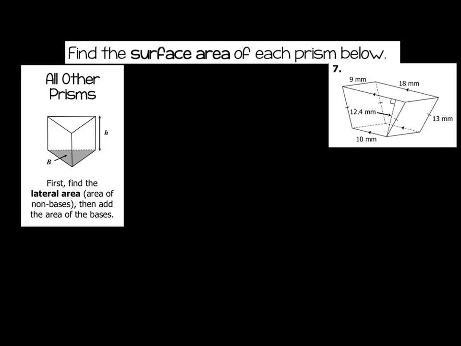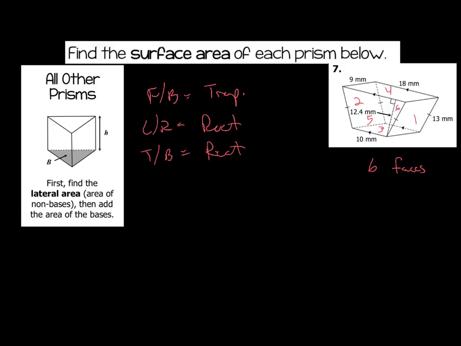So again, looking at number 7, what do I see? I see 6 faces, right? One here, over there, on the bottom, on the top, on the front, and in the back. And so the front and the back look like trapezoids. The left and the right look like rectangles. And the top and the bottom also look like rectangles. So again, just find the area of each and add them up, and you'll have the total surface area.